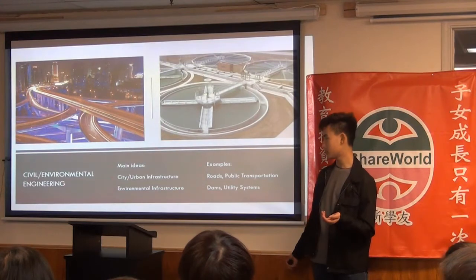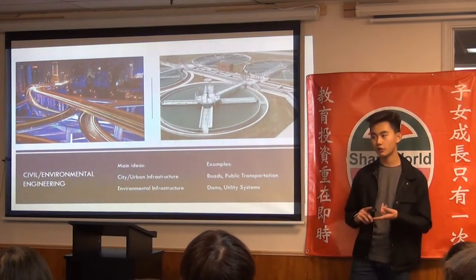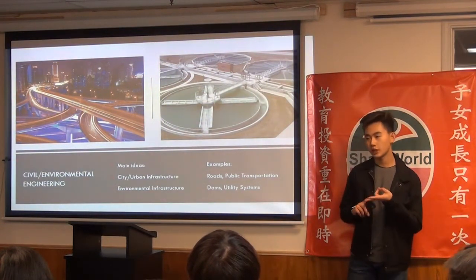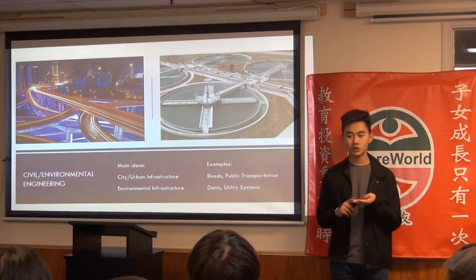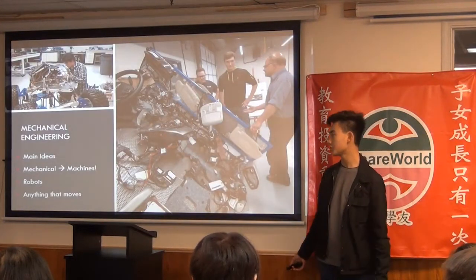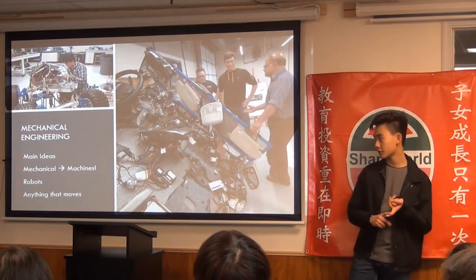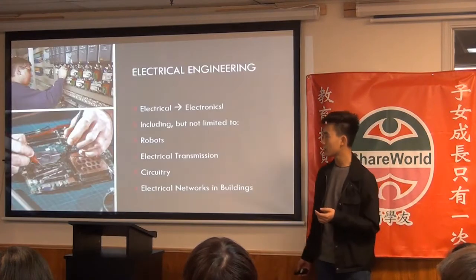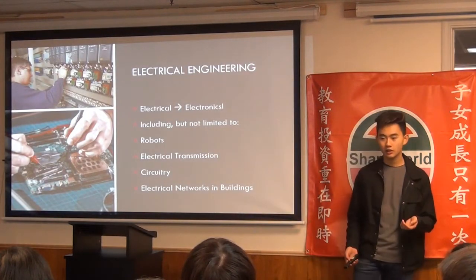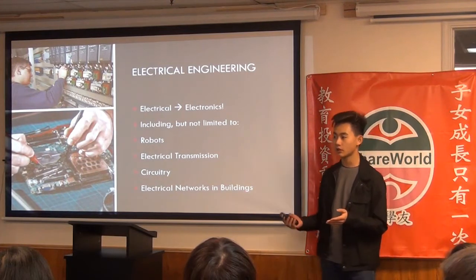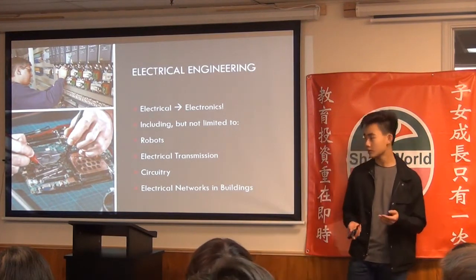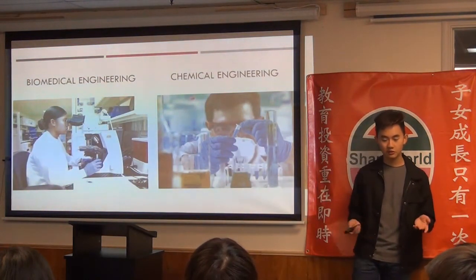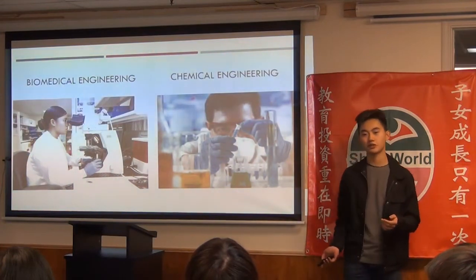And civil engineering or environmental engineering is about urban infrastructure and environmental infrastructure. So like dams, managing water, and also like roads and traffic. Then you have mechanical engineering, which is machines, so like robotics, and things that are complex that are in factories. Electrical engineering, which is electronics, not just computers, but also like printers, the things that you use every day. And there's biomedical engineering, which is self-explanatory in the name, and chemical engineering, which is also self-explanatory.